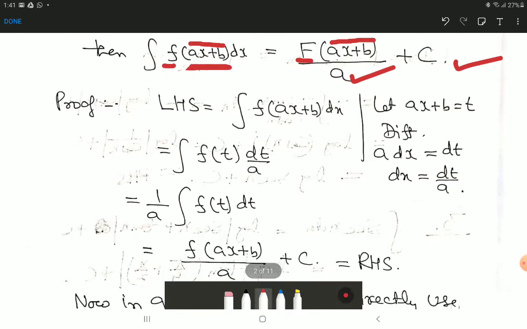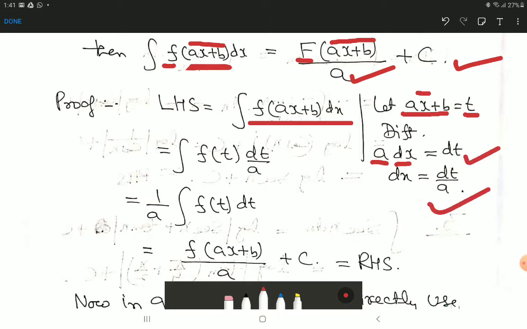This is our left hand side. I will make the substitution. In proving all the results, I will be making use of substitution. Let ax plus b is equal to t. Differentiate both sides. a is constant. Derivative of x is dx. That of b is 0, no need to write. And that of t is dt. So dx is equal to dt by a.